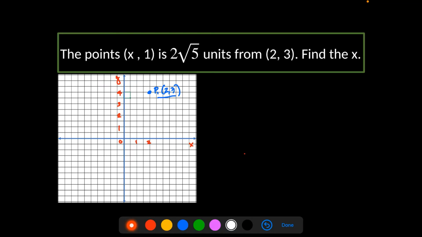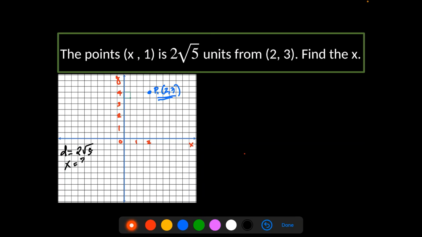Let's have the last example. The point (x, 1) is 2 square root of 5 units from (2, 3). Find the x, or find the abscissa of the first coordinate. Alright, and so if you're going to plot the second coordinate, (2, 3), so this is it. And if we list down the given, we are given the distance, which is 2 square root of 5 units.